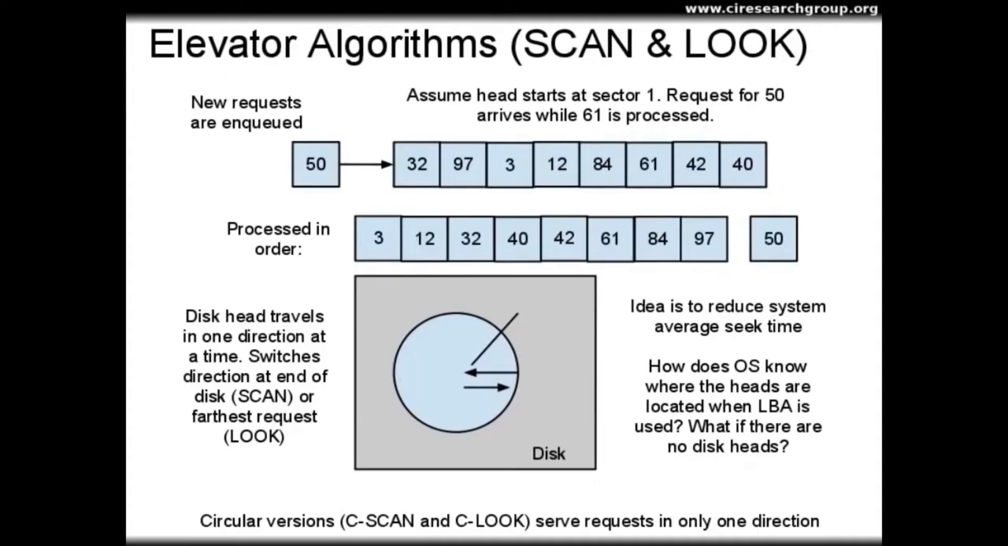The circular versions of the algorithm, C-scan and C-look, only serve requests moving in one direction. So for example, with circular scan, the head would start at the first sector, move all the way to the end of the disk, servicing requests, and then come all the way back down to the first sector without servicing any requests and start the process over again.